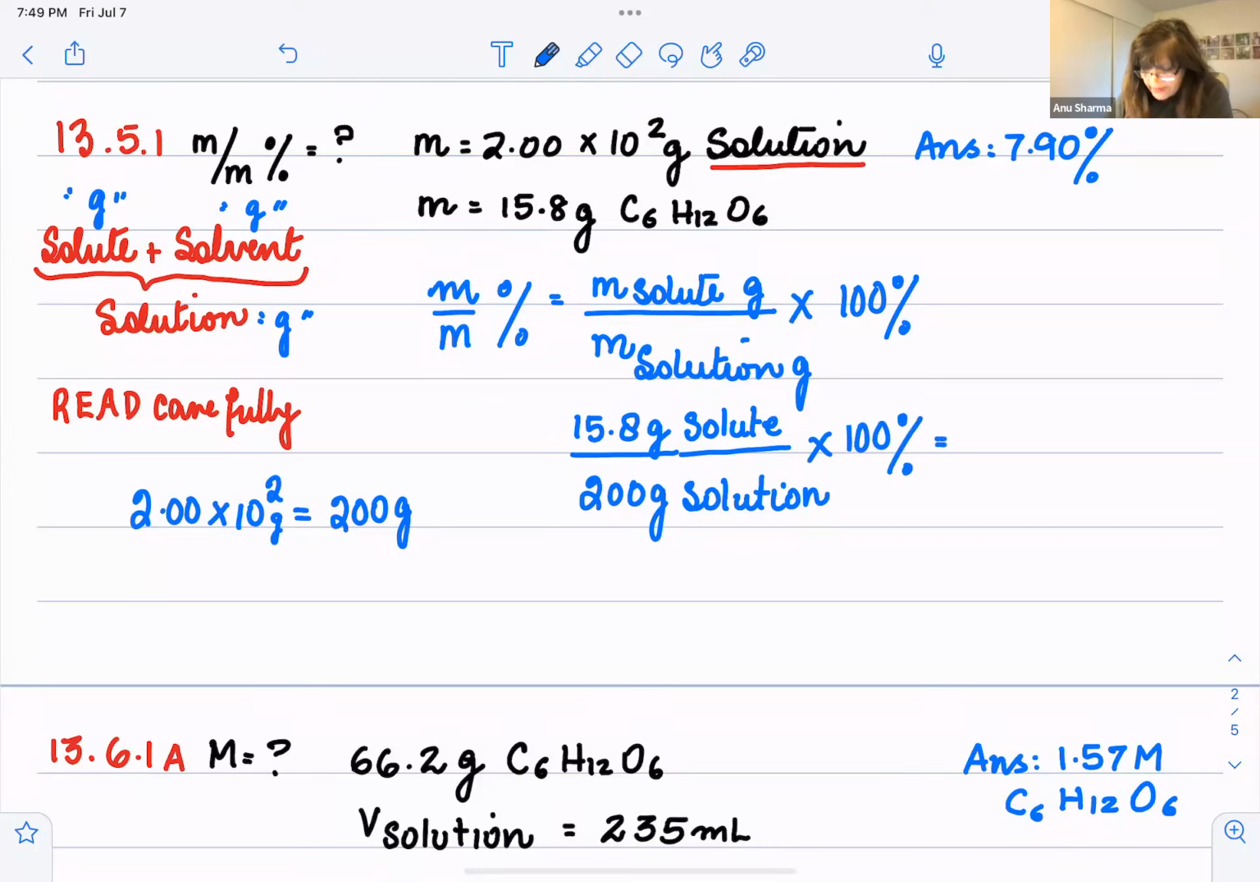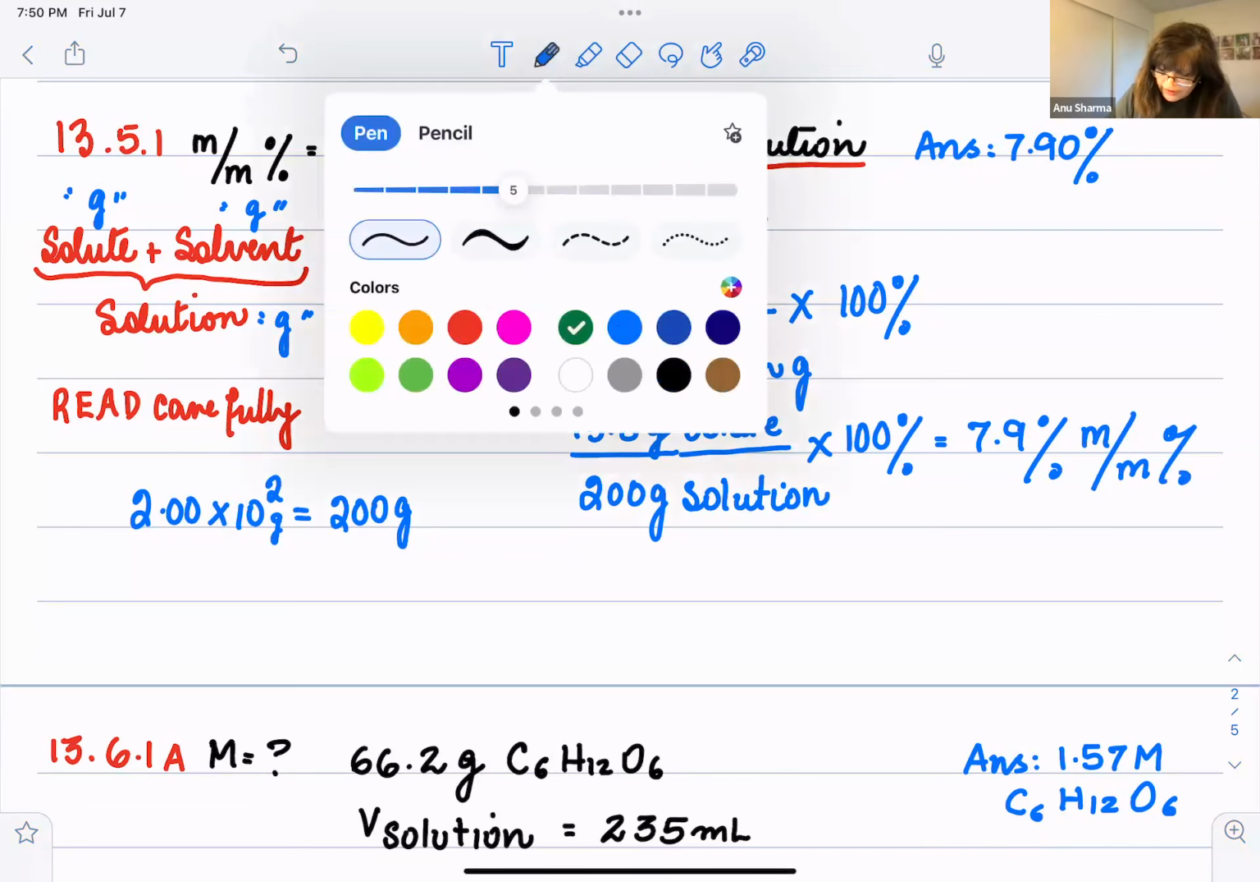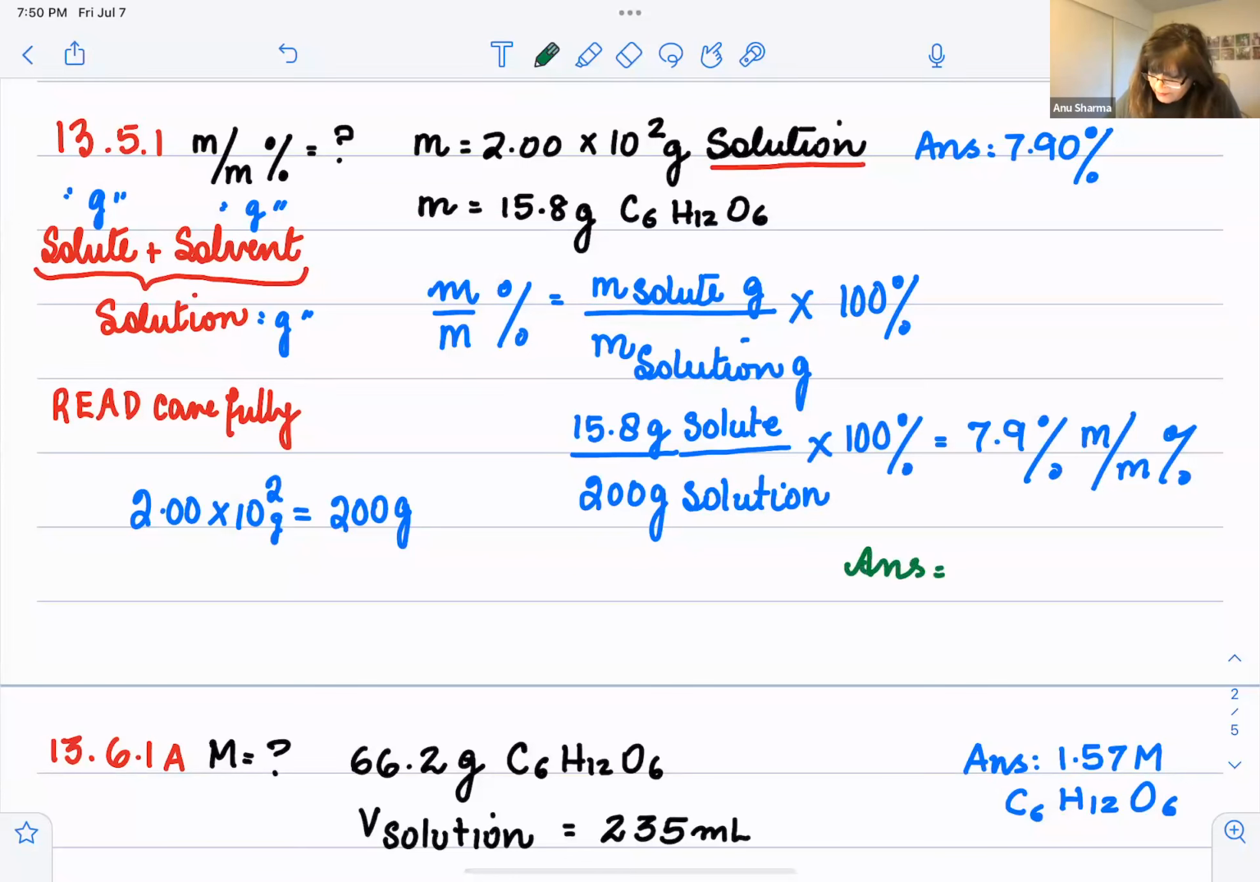Okay, and what do you get here? 15.8 divided by 200 times 100 gives you 7.9% mass by mass percent. Okay, and that's the answer. So the mass by mass percent is equal to 7.90%, with 2 places after the decimal. So that's the answer.